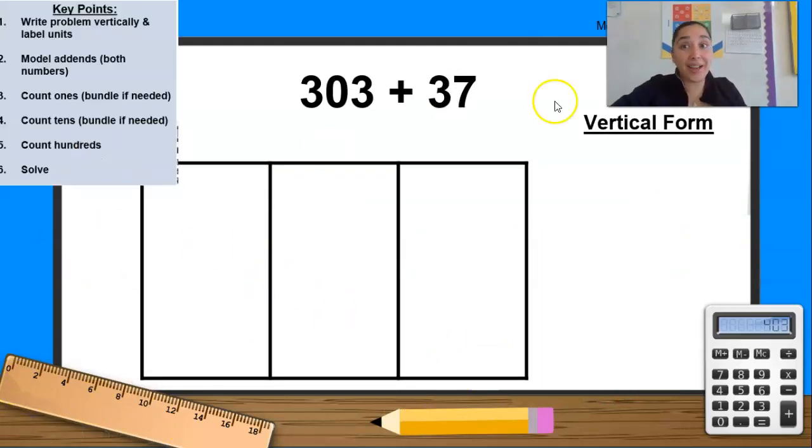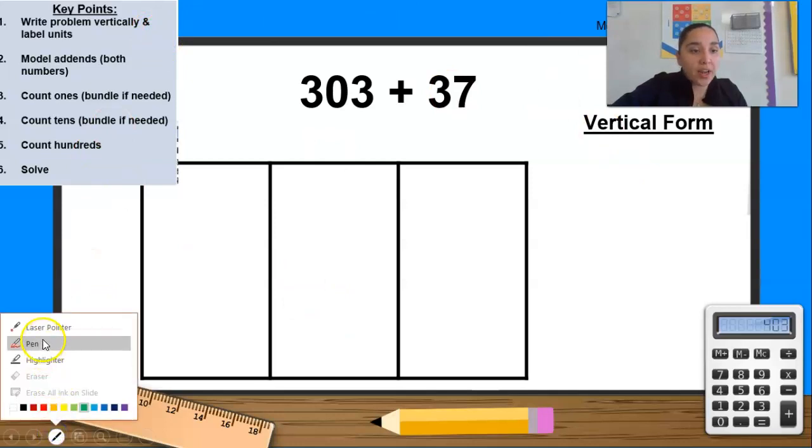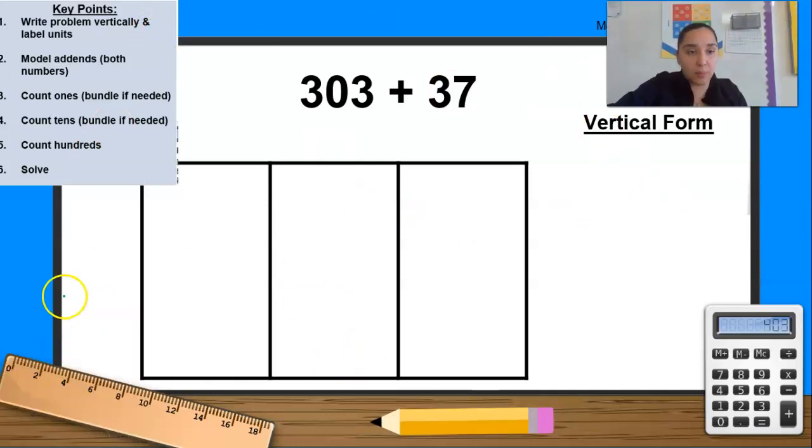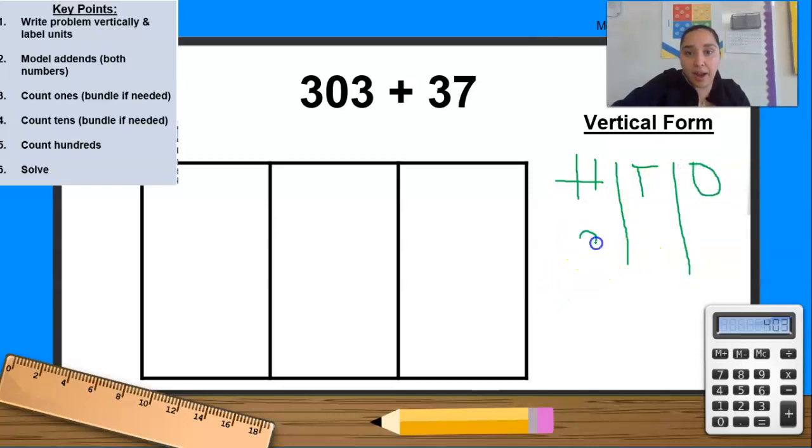Okay, we talked very quickly about how to write the problem vertically, which was the first key point. We're going to do exactly the same thing here, boys and girls. All right, my H, my T, and my O. I leave space. Then I write 303 plus 37.